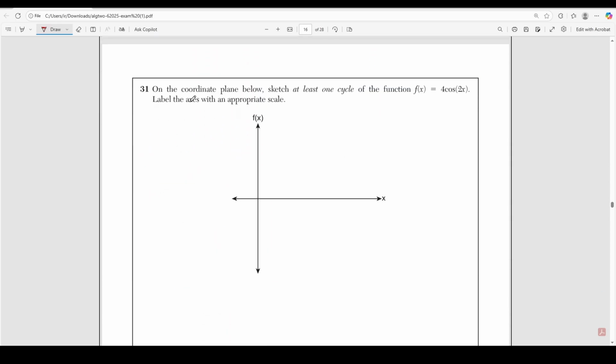All right, so number 31 says on the coordinate plane below, sketch at least one cycle of the function, okay? So what is a function? Oh, sorry, what is a cycle? I hope you guys know what a function is, right? It's a relationship where every x input has one and only one y output, okay? So one cycle is pretty much the distance it takes for you to go from peak down to the dip and back up to the peak, okay?